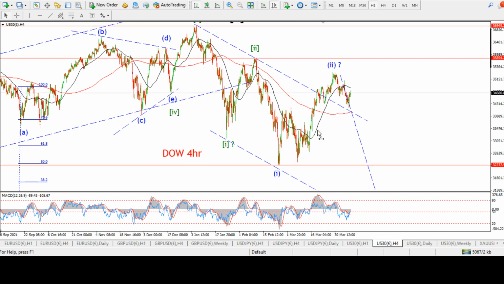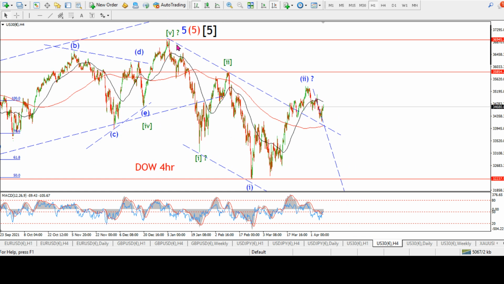Here's the 4-hour in the Dow. Again, I've been tracking this 1-2-1-2 pattern in the Dow. We've got a move lower over the last couple of days, but it's been inconclusive as of yet. No acceleration yet.